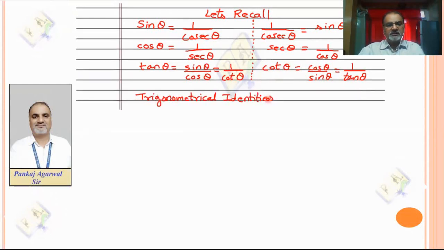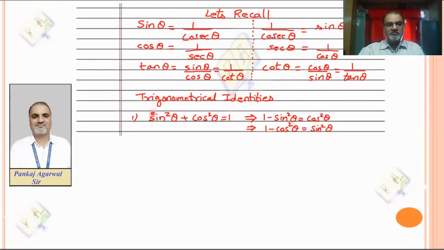We have studied 3 trigonometrical identities and we have already used them. The first one is sine square theta plus cos square theta equal to 1, the most famous trigonometrical identity, which can also be written as 1 minus sine square theta equals cos square theta, as well as 1 minus cos square theta equals sine square theta.